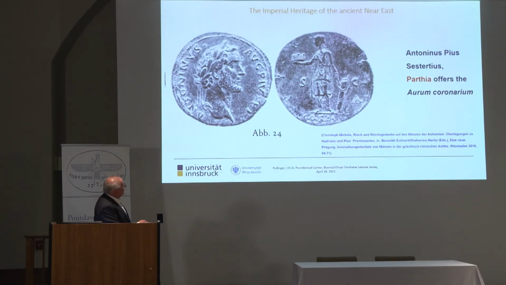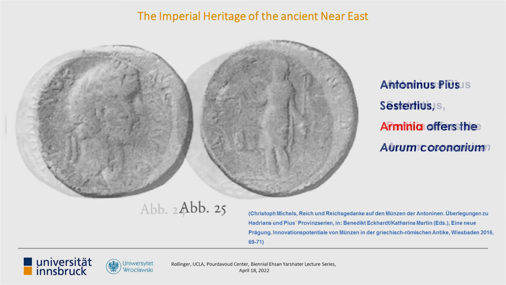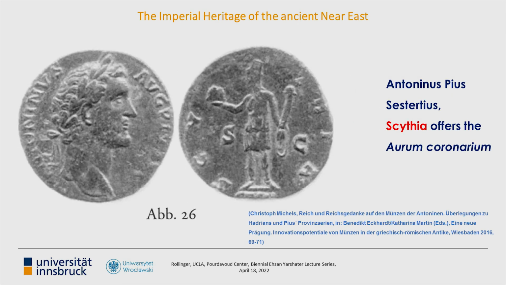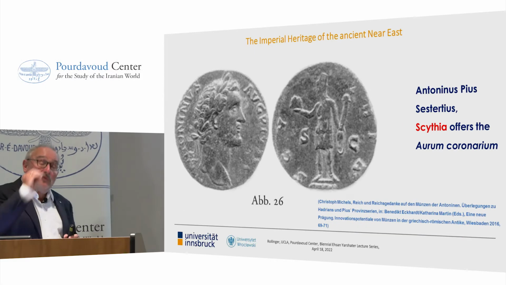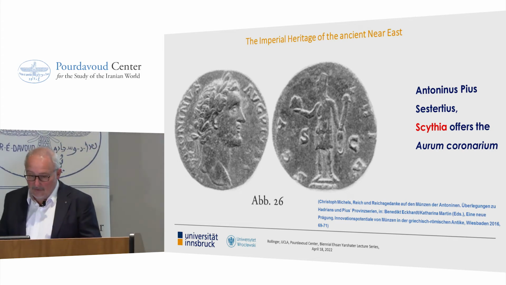Because it is said that also Parthia was offering this aurum coronarium, so the Roman emperor claims to be the lord of the whole world, including also Armenia, as you can see here. But the most interesting part, in my opinion, is that Scythia again is included. So if you want to claim to be a true ruler of the world, you have to include specific regions, and these regions have already been defined in an ancient Near Eastern context.